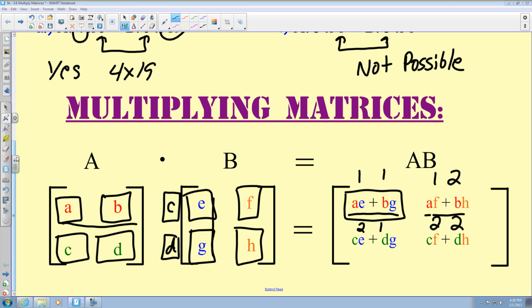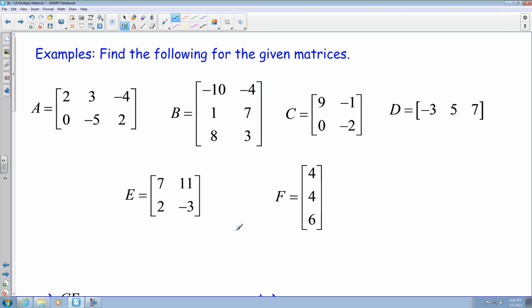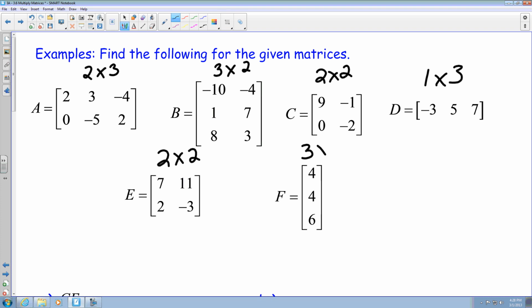So let's do some examples. Here I have some examples of matrices A through F. And what I'm going to do beforehand is write down the dimensions of each of these. A is a 2 by 3 matrix, with 2 rows and 3 columns. B is a 3 by 2. C is a 2 by 2. D is a 1 by 3. E is a 2 by 2. And F is a 3 by 1.